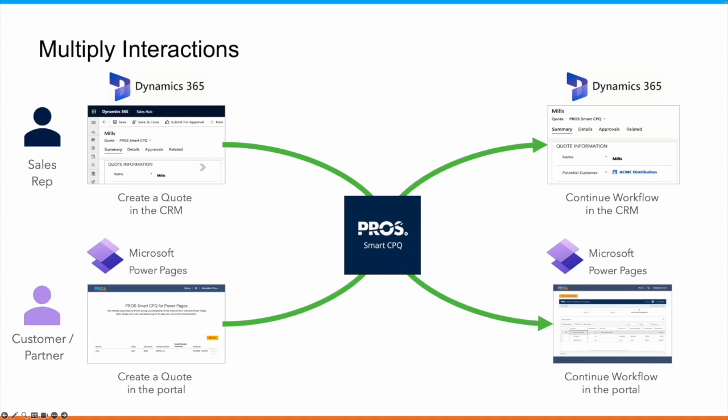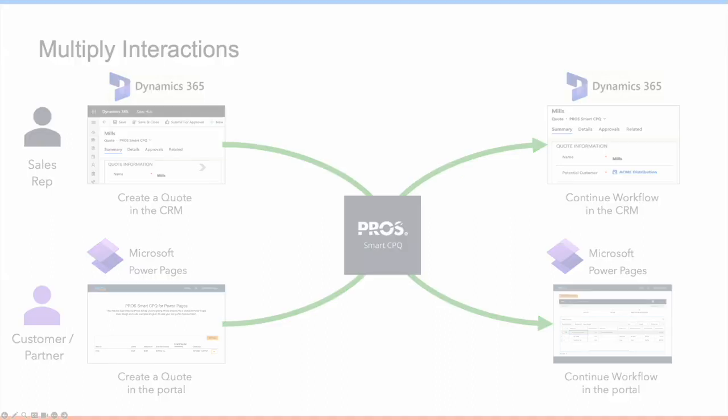This is really what omnichannel is about: being able to have different personas interacting synchronously or asynchronously on the same deals in a fluid and frictionless user experience. Let's see together how you can benefit from Smart CPQ for Power Pages.